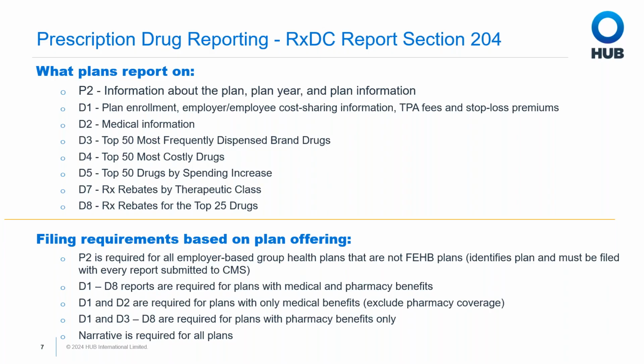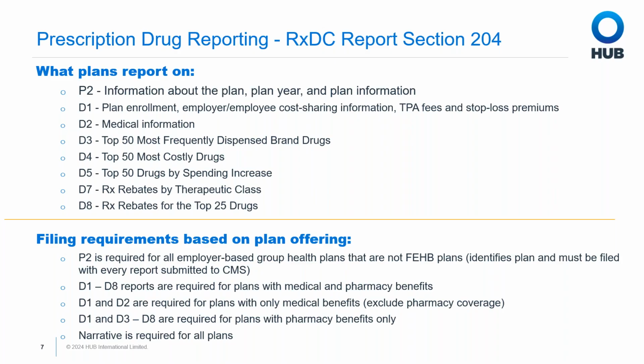D2 pertains to medical information. D3 through D8 pertains specifically to pharmacy. So if a plan does not cover pharmacy benefits, reports D3 through D8 would not be included. There is also a narrative that is a brief summary regarding the pharmacy and the medical plan cost offerings for a group health plan. Which plans are required to report?